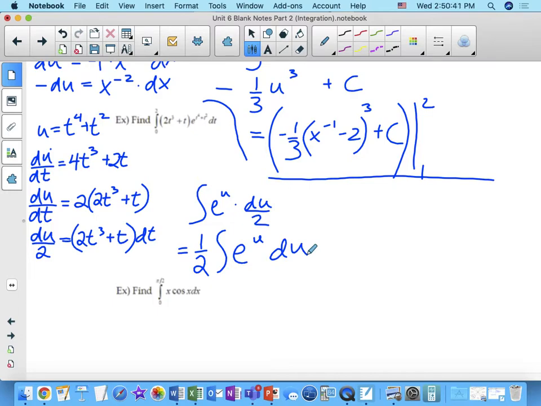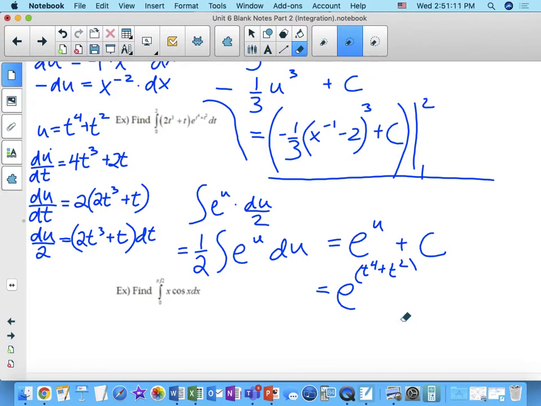Now, that's kind of nicer to deal with. We can now go ahead and sub our u back in, or t to the 4 plus t squared in for u. So this definite integral will be e to the power t to the 4 plus t squared. And then because it's, oh wait, that's a really big bracket. Because it's definite, we can leave out the c as long as we do this.